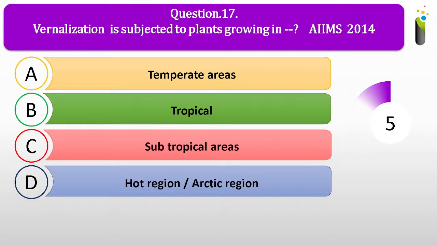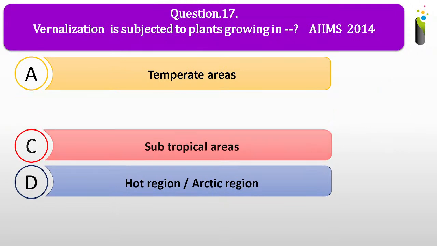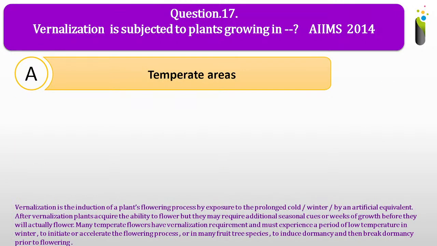And the correct answer, vernalization, is subjected to the plants growing in temperate areas. See, vernalization is the induction of a plant's flowering process by exposure to the prolonged cold or winter, or by an artificial equivalent. After vernalization, plants acquire the ability to flower, but they may require additional seasonal cues or weeks of growth before they will actually flower.